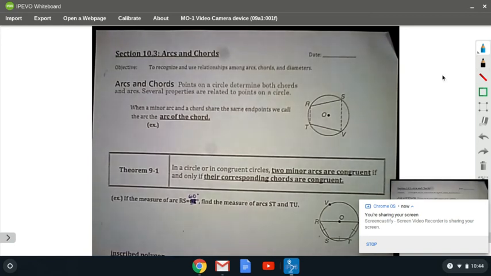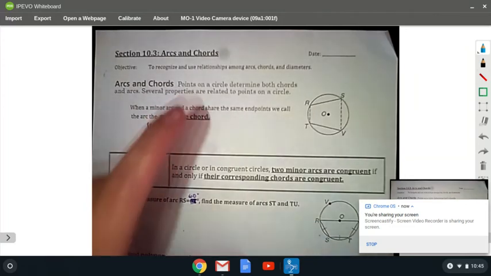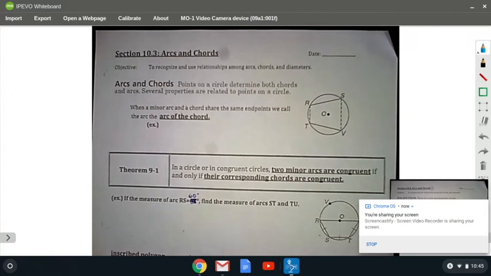Hello, everyone. Today we are going to be talking about section 10.3, which is arcs and chords. Points on a circle determine both chords and arcs. Several properties are related to points on a circle.